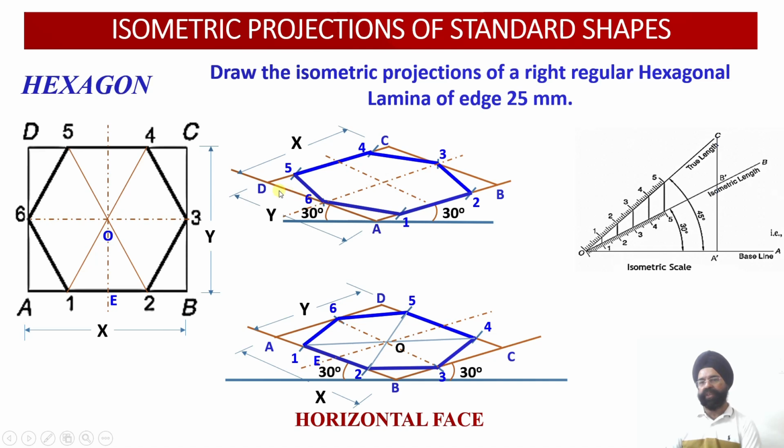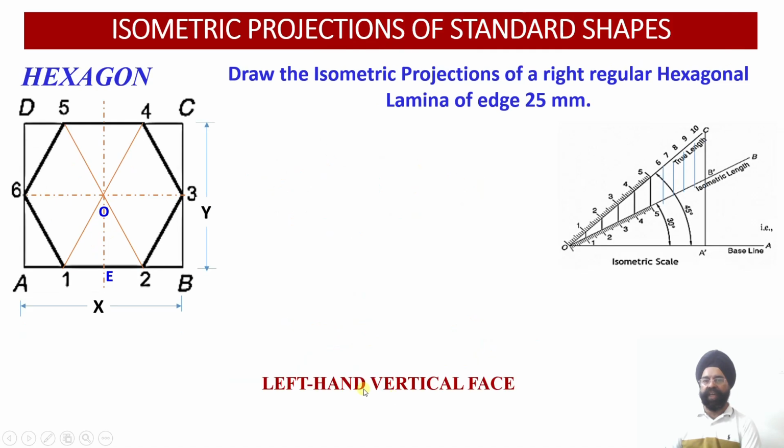So point F coincides with 3 and 6 over here. So this way the construction of the hexagon shape in the isometric projections in the horizontal face orientation has been completed. Next, let's work out another orientation.